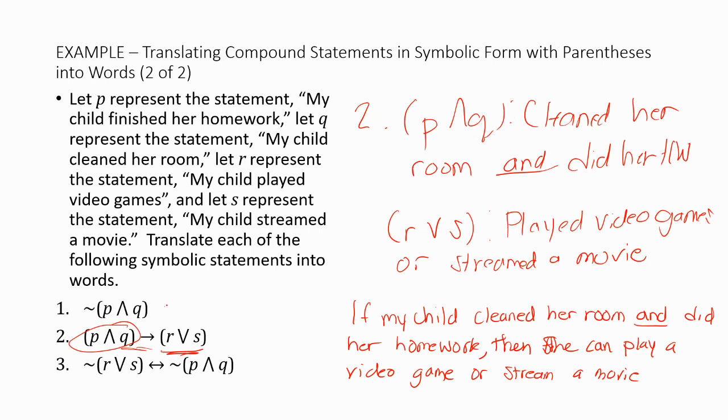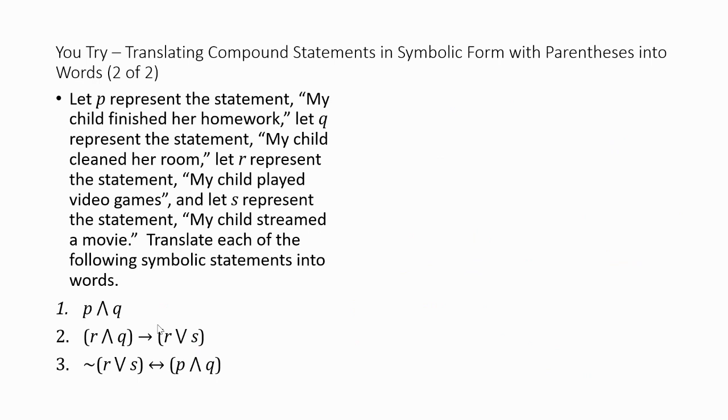So we have our little arrow here that tells us that it's an if-then statement, since it's a one-way arrow. And so we have the requirement that is, if they clean their room and did their homework, then they can do one of these two things. Or they can do both, because or is not exclusive per se. So they could play a video game or stream a movie or do both if they wanted to. All right, let's take a look at number 3.